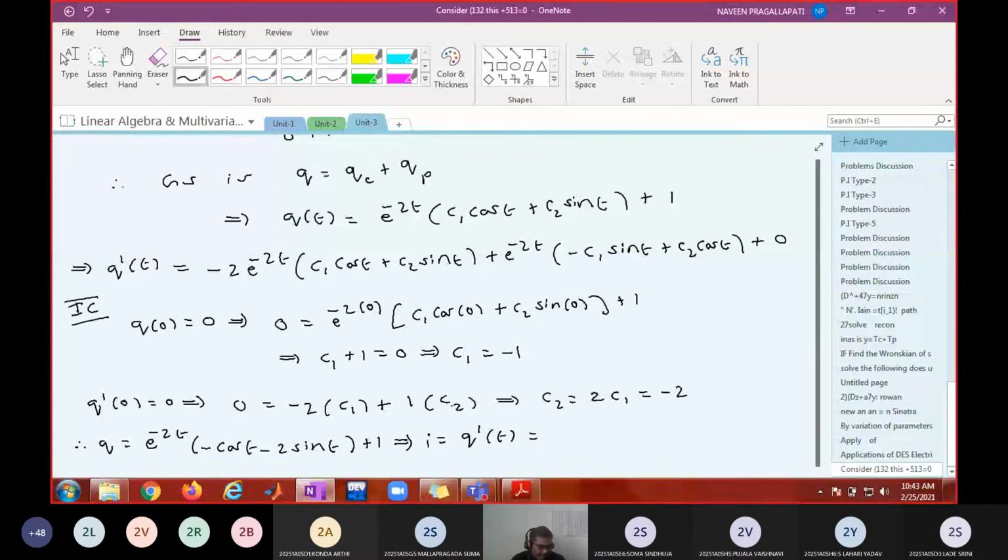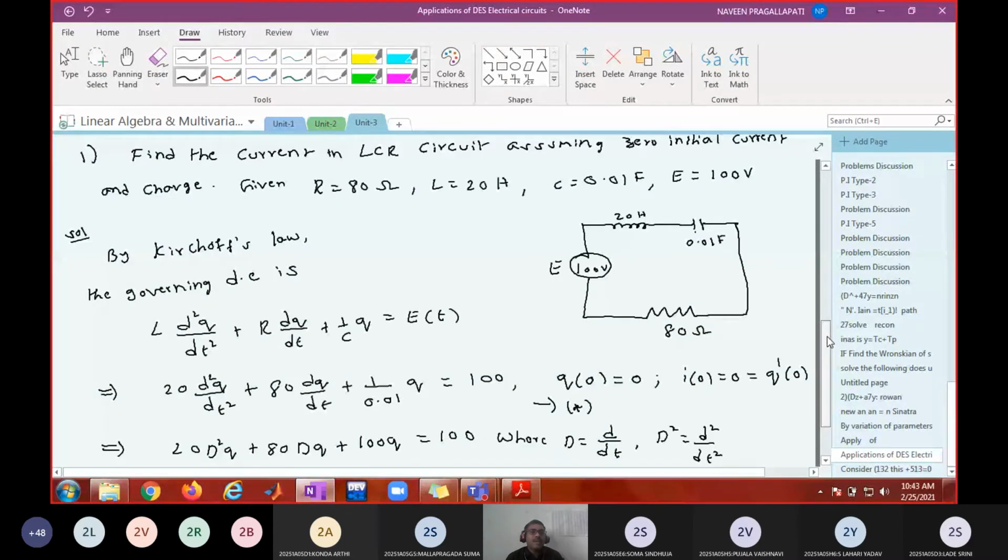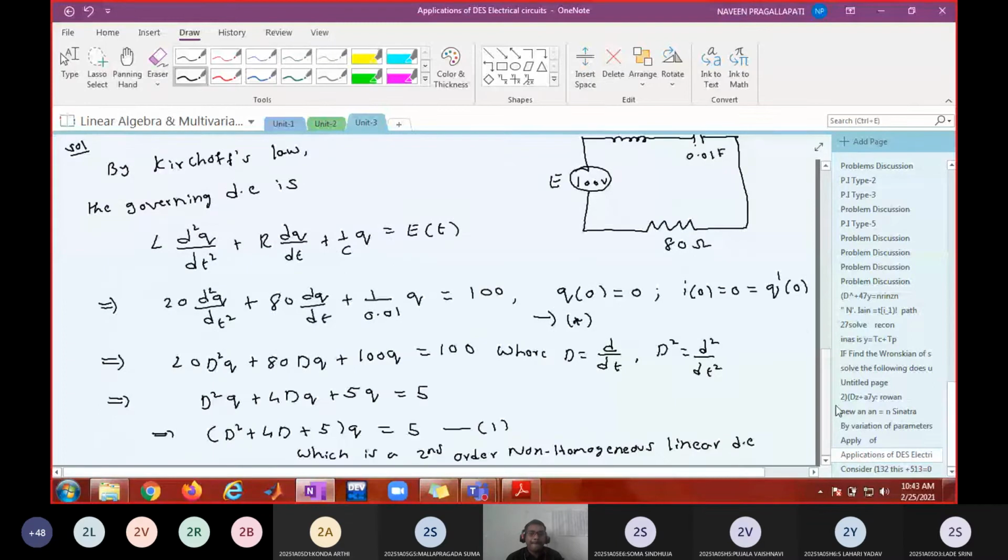Can you please tell me? 5 e power minus 2t. Correct, 5 e power minus 2t sin t. Is that okay? So do you understand the procedure? It is nothing but solving a non-homogeneous differential equation only. The only thing is you should be able to formulate the physical problem correctly into a mathematical expression, and then solve the differential equation. Is it fine?